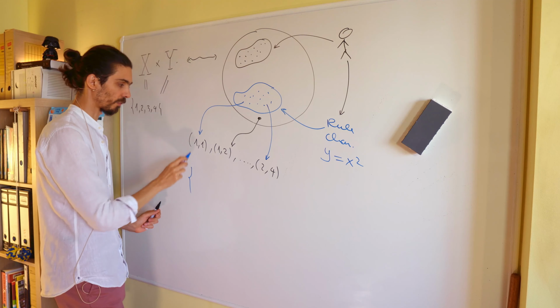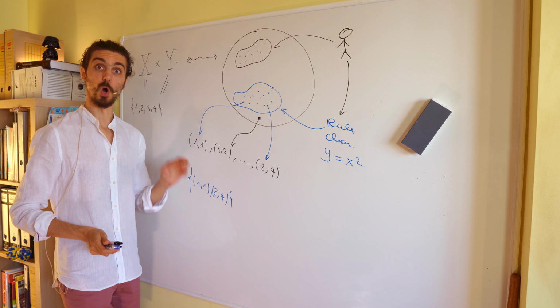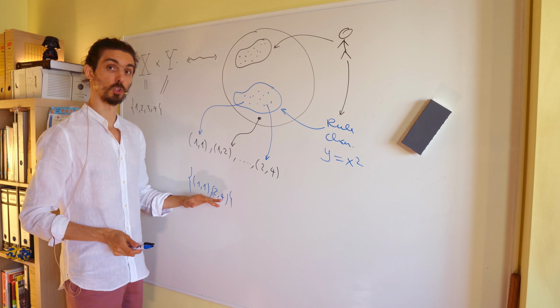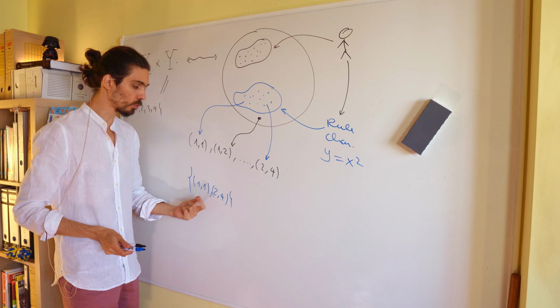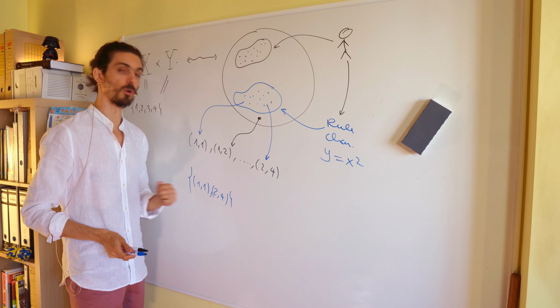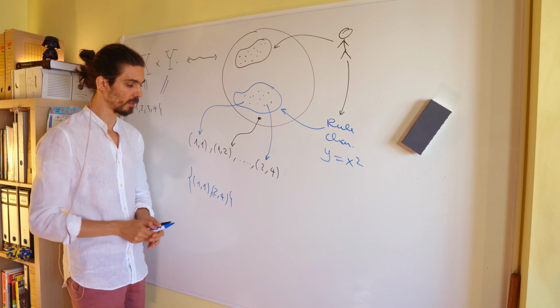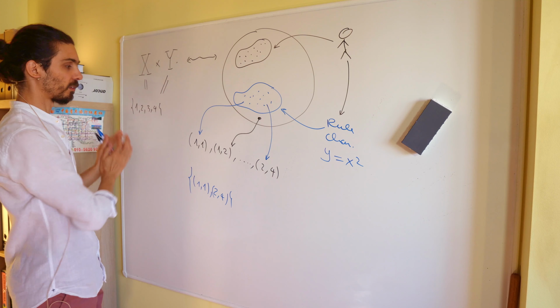Question. Is it a function? Well, look at it. The first entries, 1 and 2, only appear one time. And so, this is indeed a function. What's the domain? 1 and 2. What's the range? 1 and 4. This is quite easy to see because we have a small set.